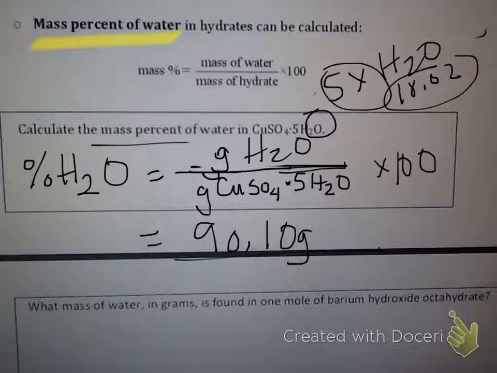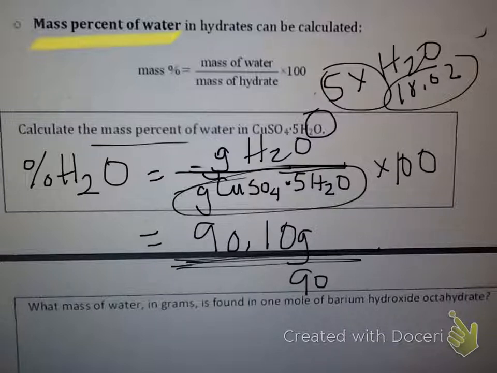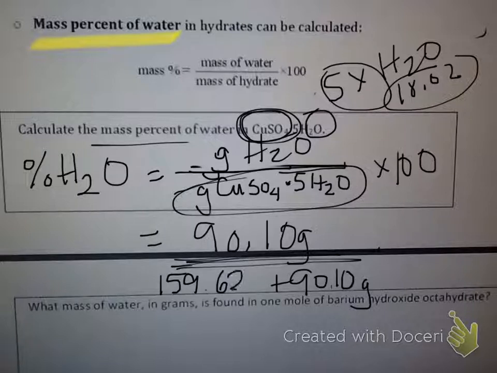Now we're going to divide that by the mass of the entire hydrate. We've already got the mass of the water, 90.10 grams. Now we need to include the mass of the salt, copper 2 sulfate. So you've got 1 copper, 1 sulfur, 4 oxygens. How much does the anhydrous salt weigh? I did this earlier, I'm not going to lie: 159.62 grams. That came from the periodic table as well.